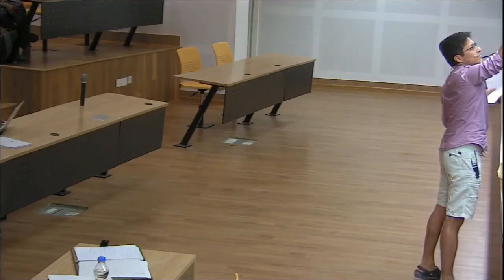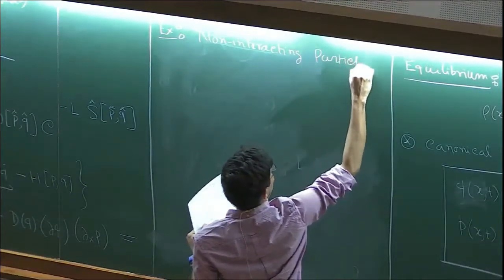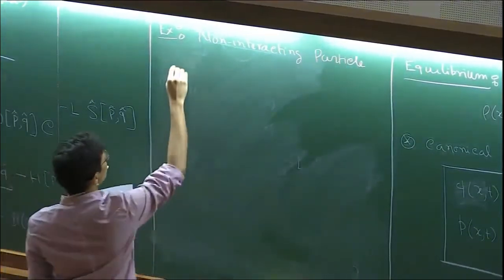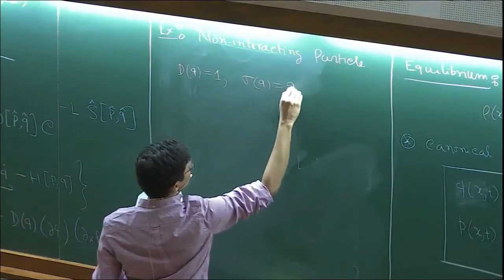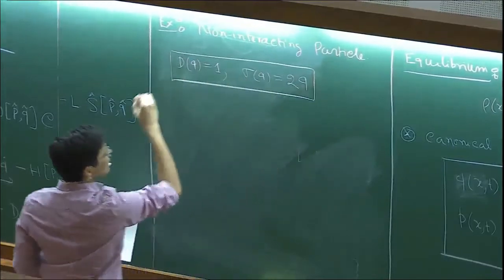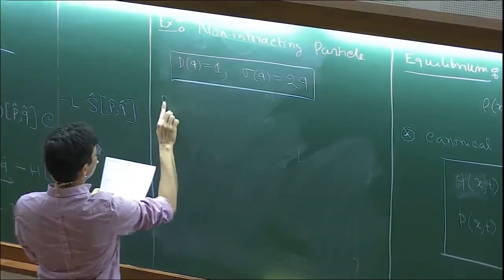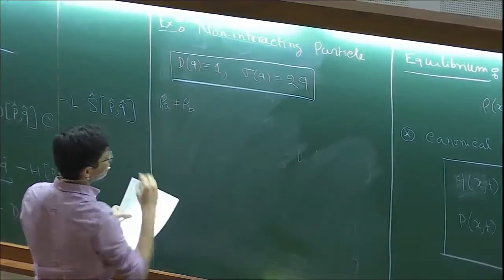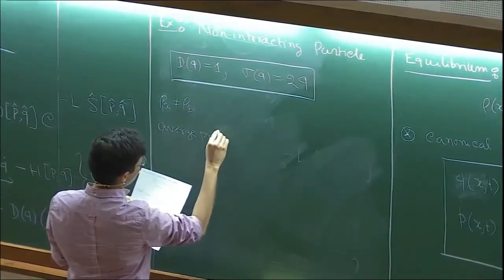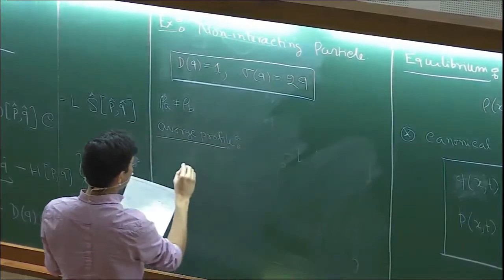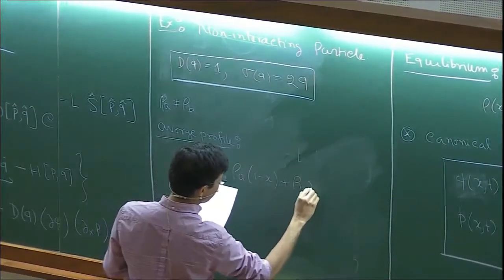This is a problem for non-interacting particles. In terms of the fluctuating hydrodynamics, this corresponds to D of q being 1 and sigma of q being twice q. This I also proved yesterday, for non-interacting. Then what I want you to show, in the case where rho A is not equal to rho B, first, the average profile, which is the most likely profile in the stationary state, is given by rho of x equals rho A times 1 minus x plus rho B x.